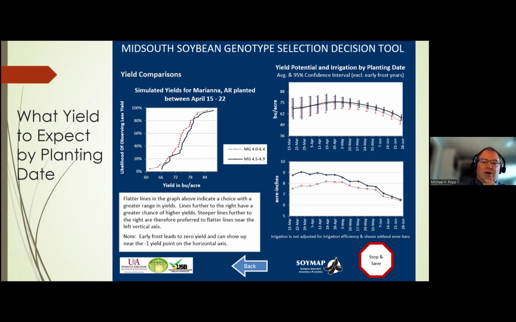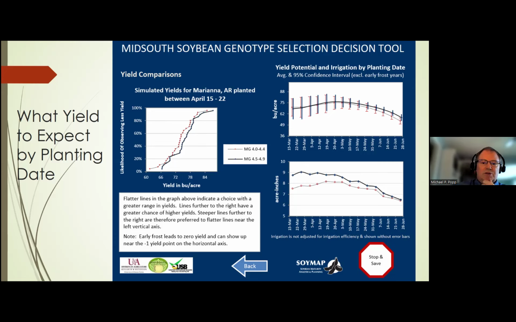Here are the yields, along with the standard deviation around the yields for those same maturity groups, from 30 years of simulated Soy Grow data that were calibrated across 10 locations in the Mid-South, ranging from Baton Rouge all the way to Carbondale, Illinois, and east and west. I'd have to think about it, but you can go out on the website.